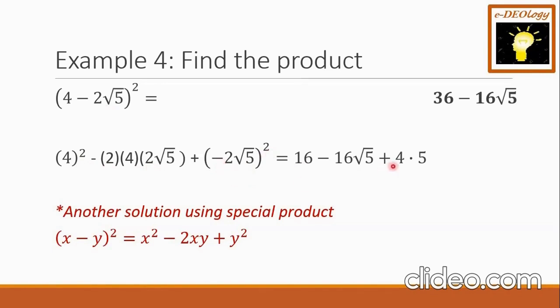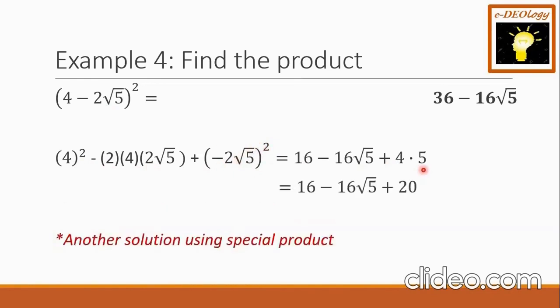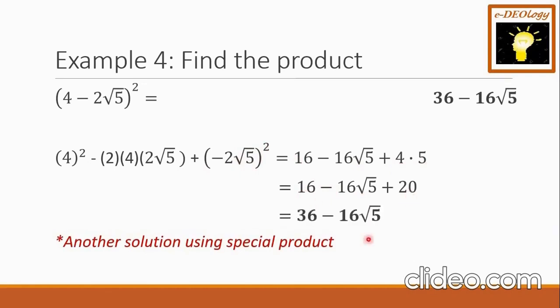The 2 here becomes 4, and the square root of 5 is squared. The radical sign is cancelled with the power 2, so we'll have the 5 only that will come here. Then we will simplify. The 16 comes down, then minus 16 square root of 5, multiplying 4 and 5 becomes 20. Then we will combine the 16 and 20. So this answer here is the same as our answer a while ago when we solved this using the long method of multiplication.